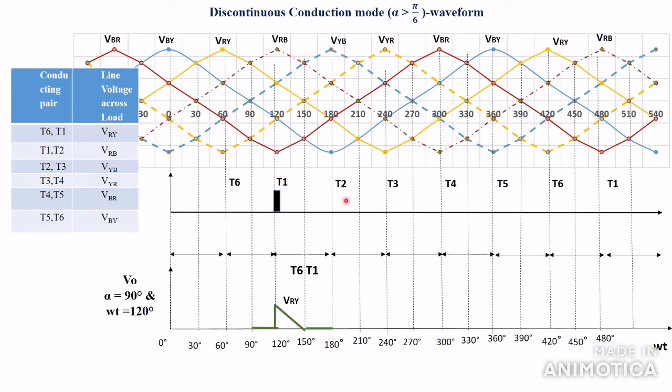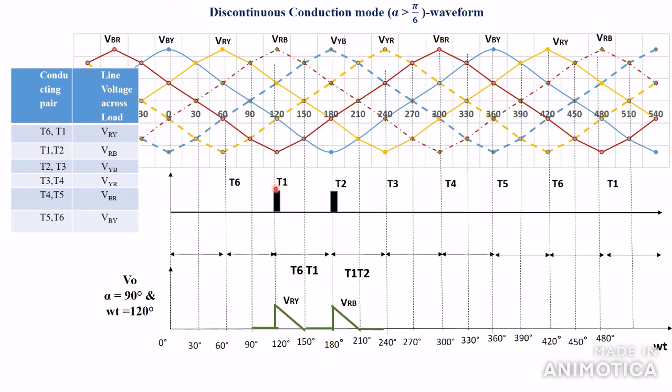If we consider this interval from 180 to 240, the conducting pair will be, sorry, the conducting pair will be T1 and T2. If T1 and T2 are conducting, VRB is the load voltage. If you see the VRB waveform, this red color dotted waveform, from 180 to 210. At 210, this voltage will become 0. So this portion will appear across the load, and from 210 to 240 there is no voltage, it is going in the negative direction. So 0 voltage will appear across the load.